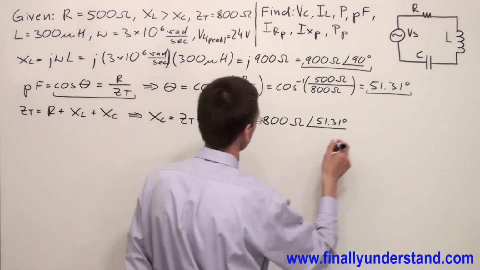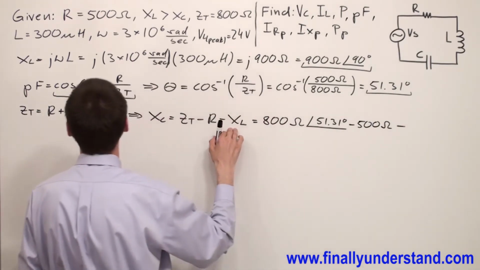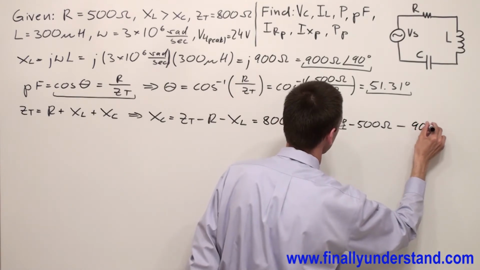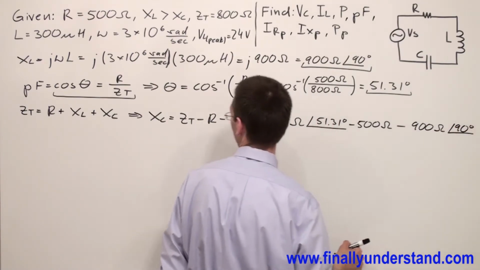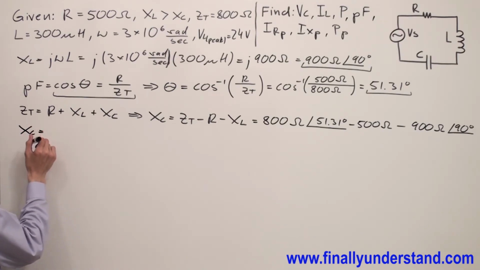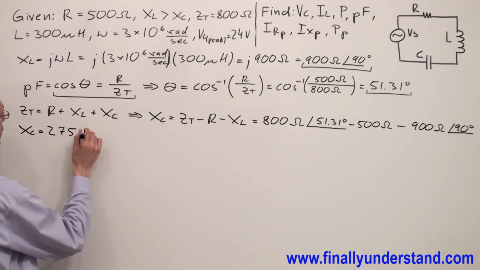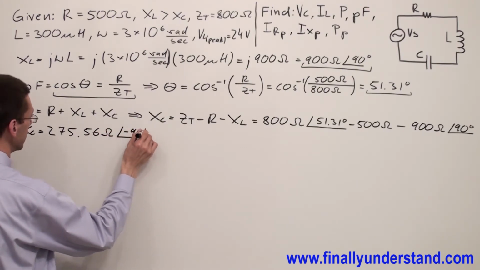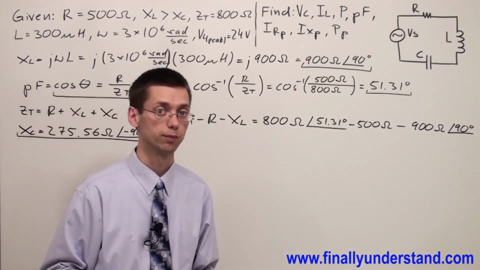Minus R, which is equal to 500 ohms, and minus X of L, which is equal to 900 ohms, an angle of 90 degrees. Now I can write that X of C is equal to 275.56 ohms, and angle of negative 90 degrees. So this is the capacitive reactance in my circuit.